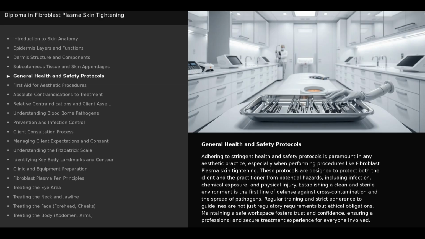exposure, and physical injury. Establishing a clean and sterile environment is the first line of defense against cross-contamination and the spread of pathogens. Regular training and strict adherence to guidelines are not just regulatory requirements, but ethical obligations. Maintaining a safe workspace fosters trust and confidence, ensuring a professional and secure treatment experience for everyone involved.